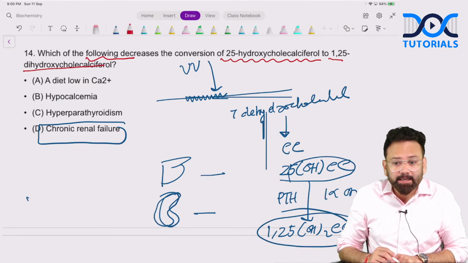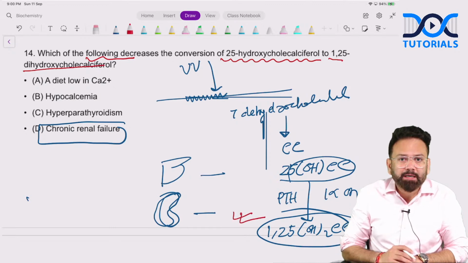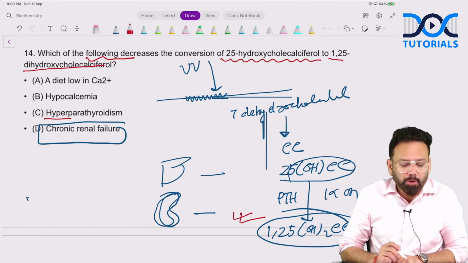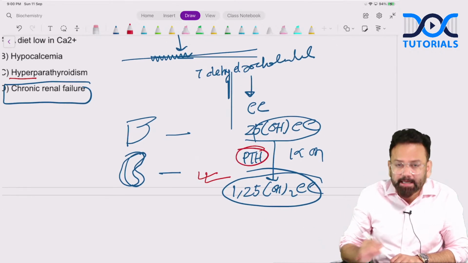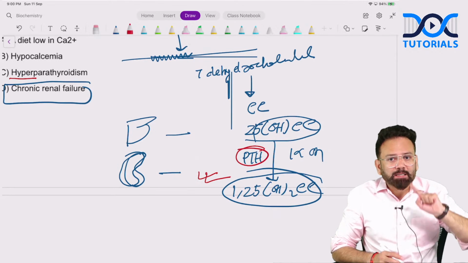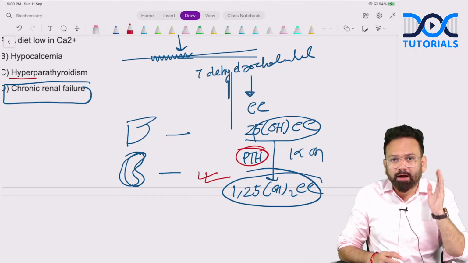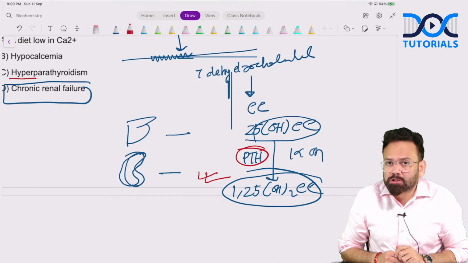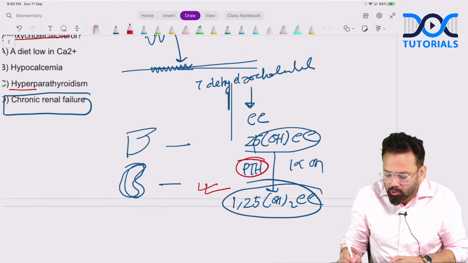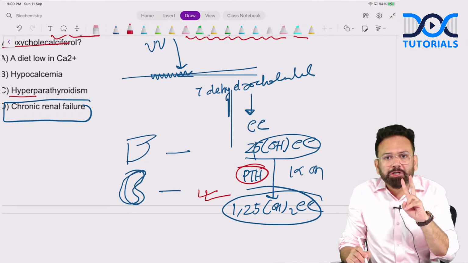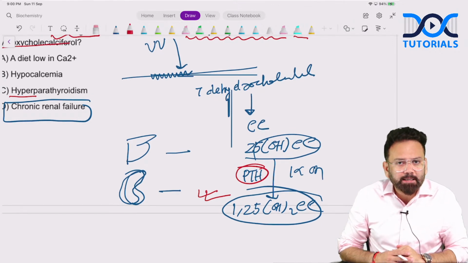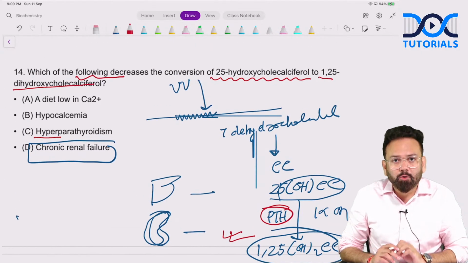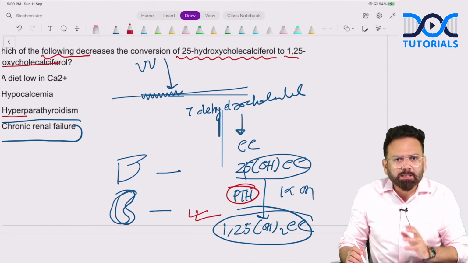That is why in kidney disease, we use a supplement of vitamin D3, or in hypoparathyroidism, not hyper, because parathormone is also needed. Parathormone is needed for the conversion of 25-hydroxycholecalciferol into 1,25-dihydroxycholecalciferol. So this hormone can be decreased in two conditions. One can be kidney disease, the other can be hypoparathyroidism.